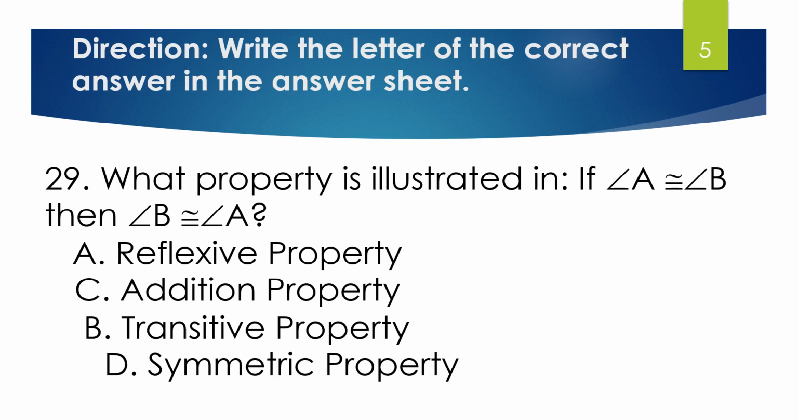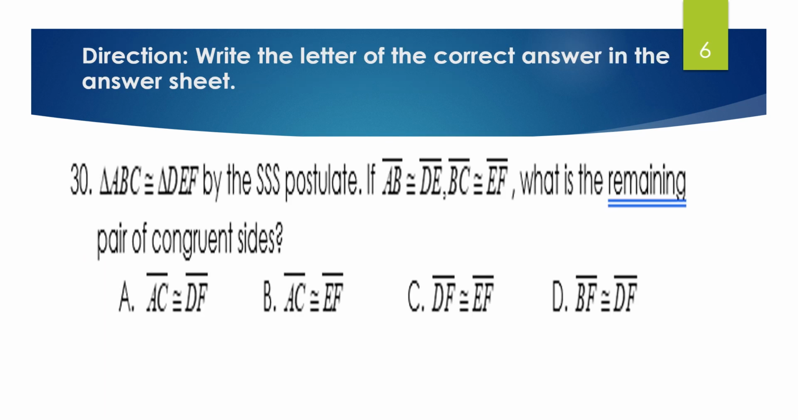Next, what is the property illustrated in: if angle A is congruent to angle B, then angle A is congruent to angle A? That's the reflexive property. It's a reflection of itself. Next, if triangle ABC is congruent to triangle DEF by a postulate, so we have segment AB congruent to DE and BC congruent to EF. What is the remaining pair of congruent parts? Therefore, AC is congruent to DF.